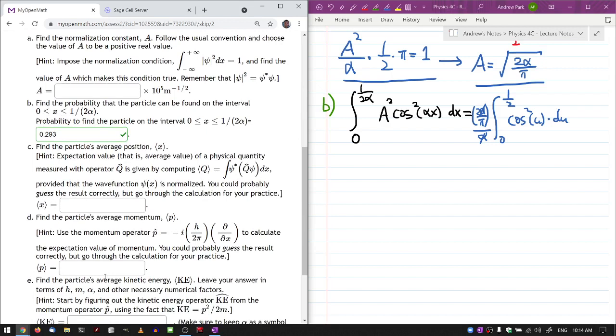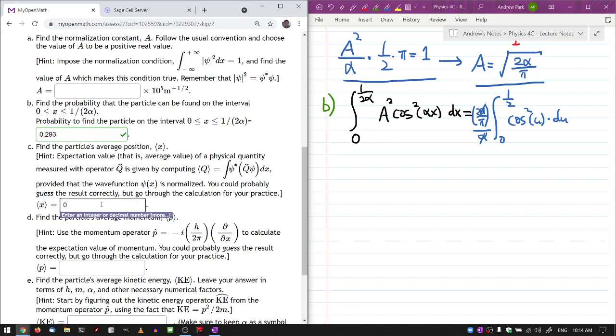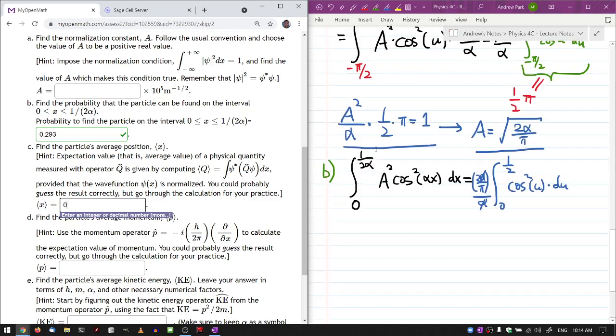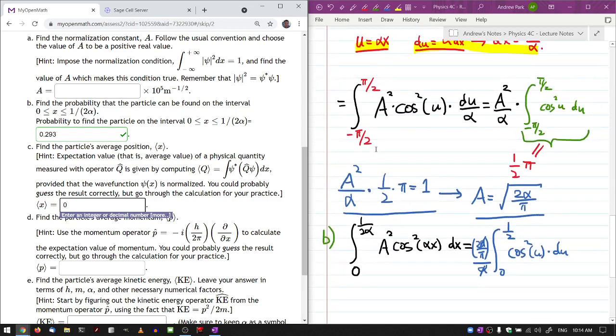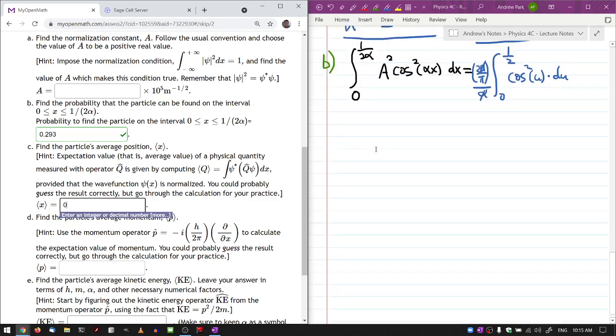It asks to find the particle's average position. You could probably have guessed the result correctly. The answer, when you go through the whole thing, is going to end up being zero. I'm relying on my intuition here. Let me give you a more detailed justification of why the answer ought to be zero.